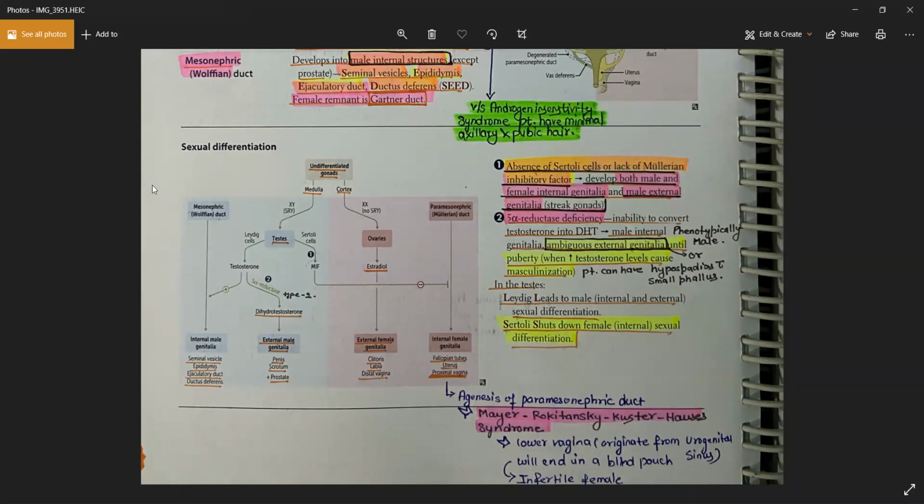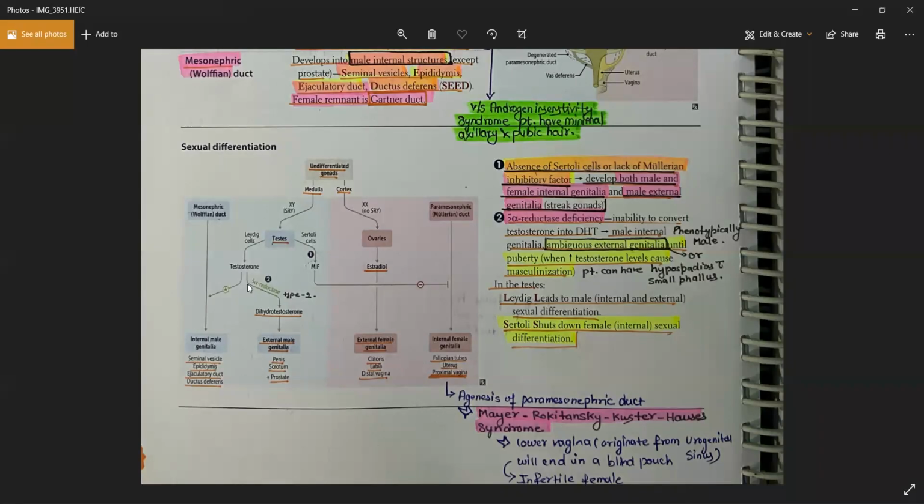Now you have the Leydig cells that will secrete testosterone, and the testosterone will stimulate the Wolffian duct. Now this Wolffian duct needs the stimulation. So the paramesonephric duct needs the inhibition, and the Wolffian duct needs the stimulation. So testosterone will stimulate it, secreting the hormone. It will have a development of this Wolffian duct into all the structures, the epididymis first, then you have the vas deferens, then the seminal vesicles, and finally it forms the ejaculatory duct.